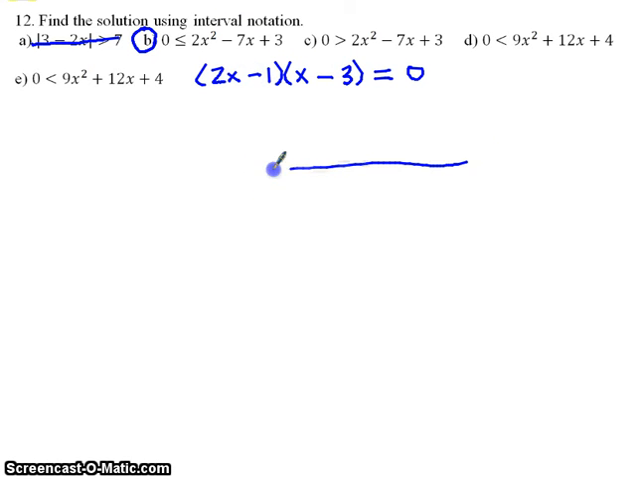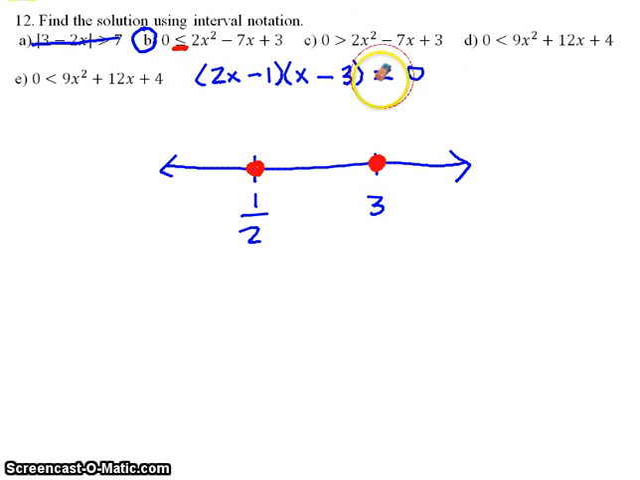So that means I have two values here on my number line. One is at positive 1/2, and the other is at positive 3. Those are the two values. Those two values give me equal to 0, and I want to include those two values. I can include 1/2 and 3. Those are a part of my solution because they give me equal to 0. Now what I want to do is figure out where I'm in the positive and where I'm in the negative.